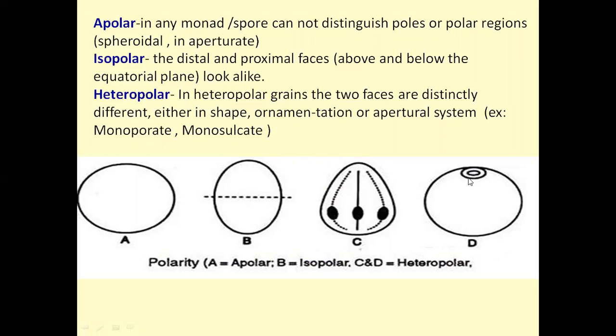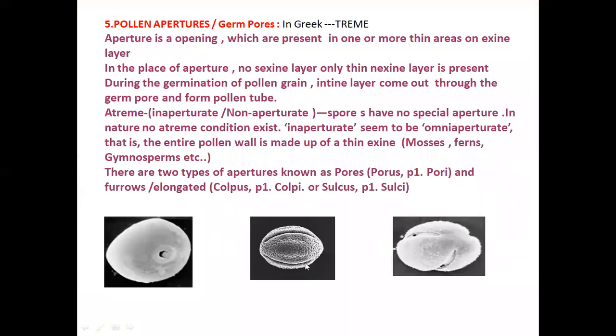So, in this way, based on whether the aperture is present or not, ornamentation, and differentiation, you can easily identify the heteropolar grains. Unable to distinguish, that is called apolar. Both are the same, that is called isopolar. Both are different, that is called heteropolar.